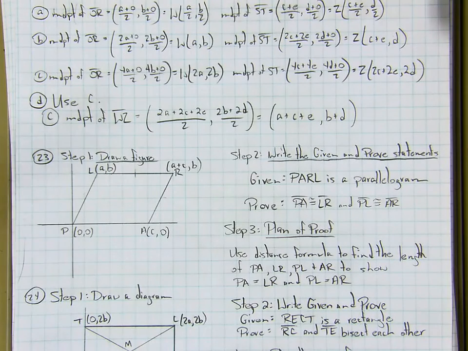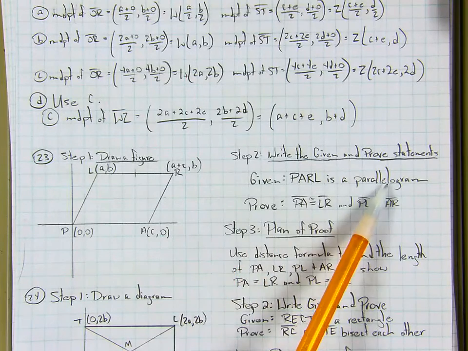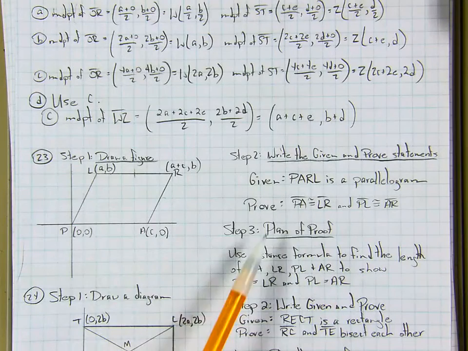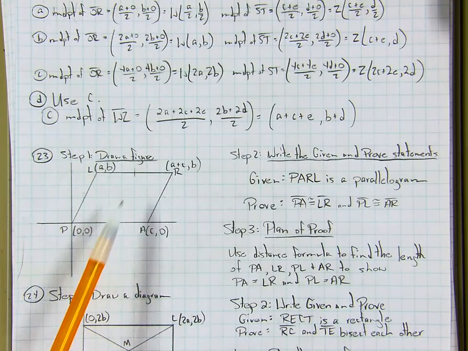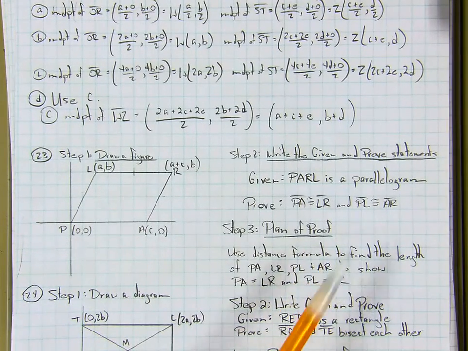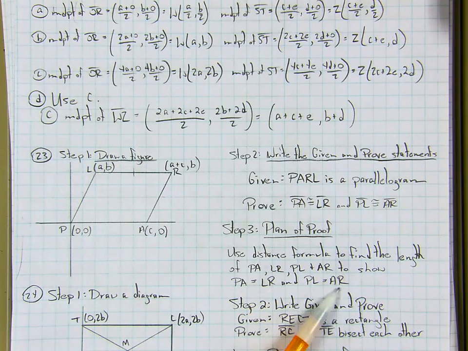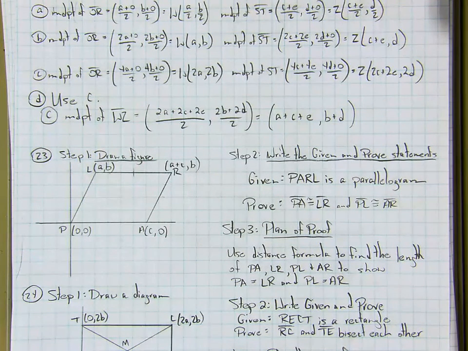Okay. My given and proof is supposed to refer to my picture. PALR, or PARL, is a parallelogram, and we're trying to prove that opposite sides are congruent, so I wrote the two pairs of opposite sides that we would show are congruent. How would I prove they're congruent? I'd use the distance formula to find the lengths of all 4 sides, and then see if PA is equal to LR and if PL is equal to AR. And they should be if it's a parallelogram, and we've named it as a parallelogram in our picture.